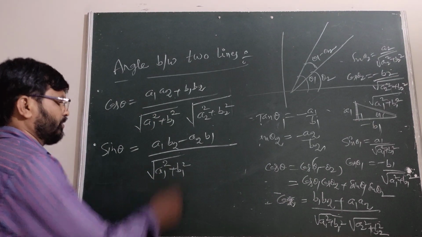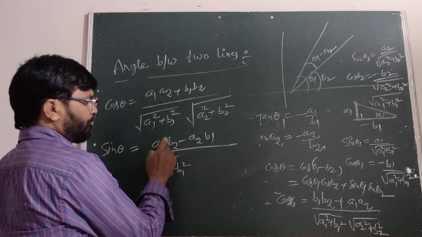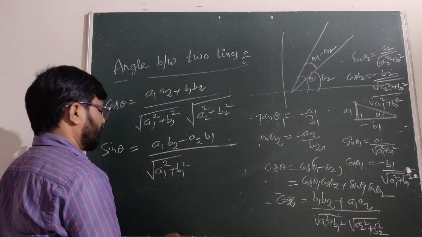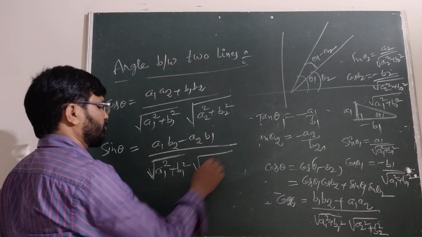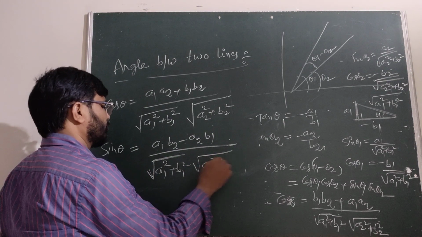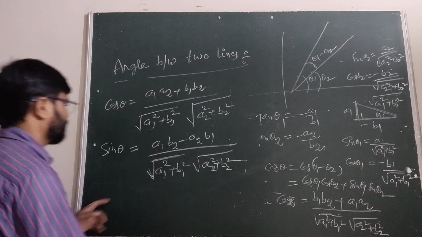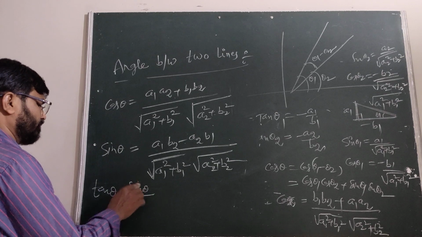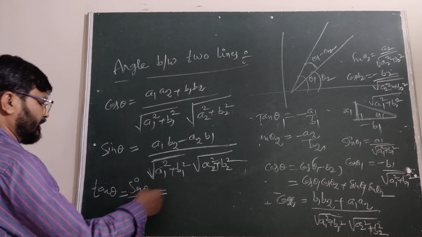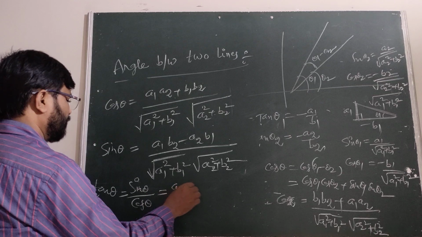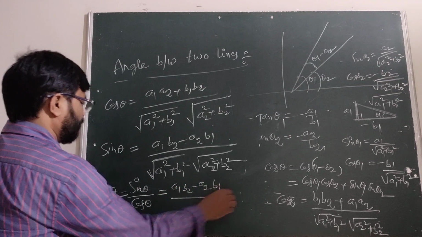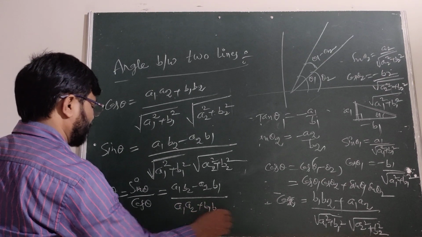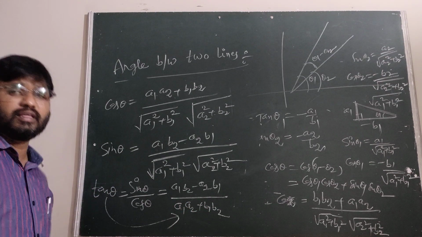That's why we got here this is the a1 b2. Is it clear? (a1 b2 minus a2 b1) upon root of (a1 square plus b1 square) into root of (a2 square plus b2 square). This is the sin theta. Where tan theta equal to, we know that sin theta by cos theta, that is (a1 b2 minus a2 b1) by (a1 a2 plus b1 b2). This is the formula of tan theta.